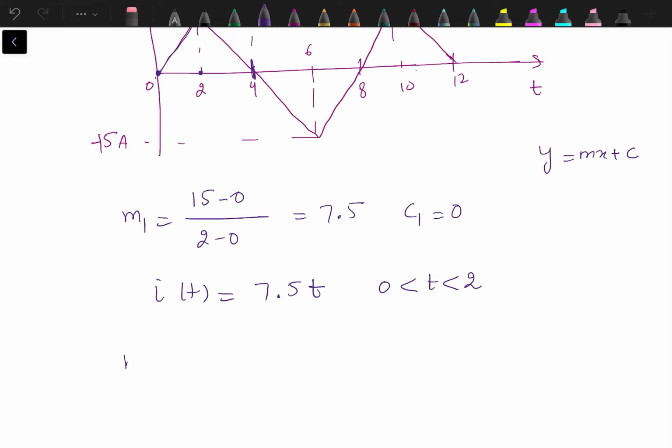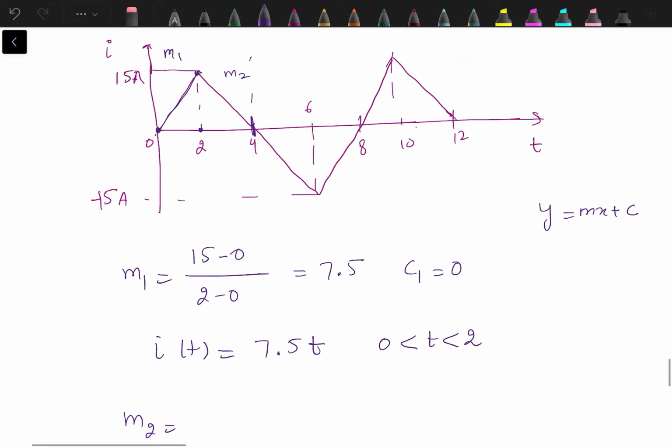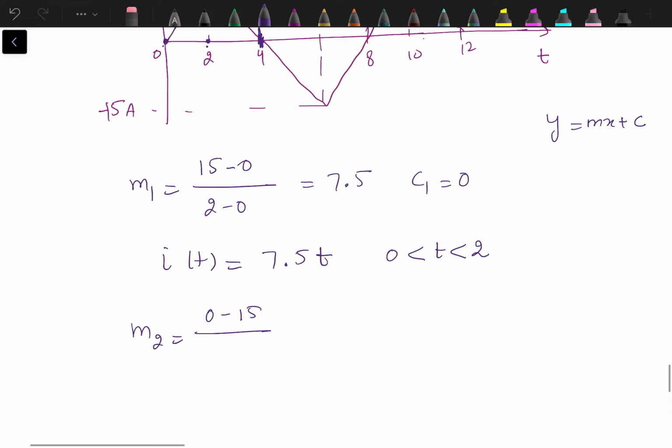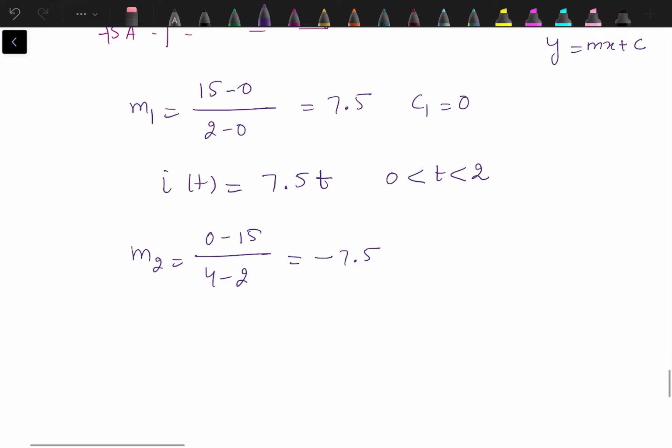2 to 4 we need to find out the slope. Y2 is 0 because current is reducing to 0 starting from 15. Y1 is 15. 0 minus 15. X2 is 4, x1 is 2. 4 minus 2, it's minus 7.5. We need to find out C2 as well. Now how can we find out C2?